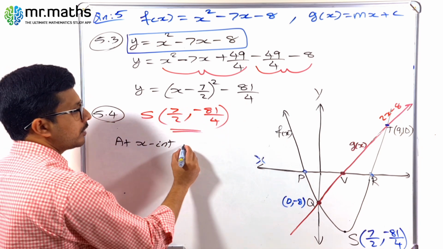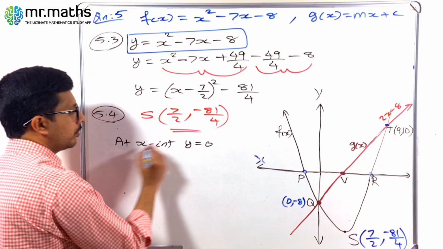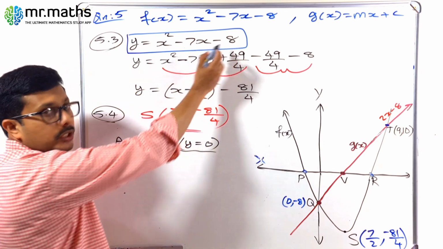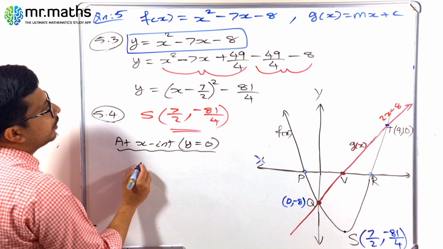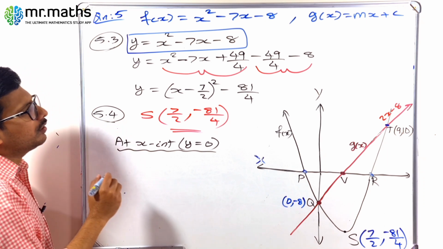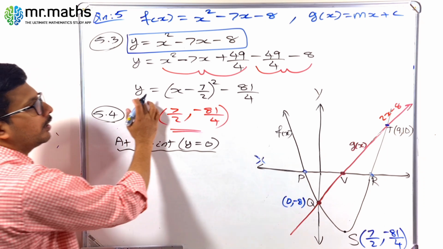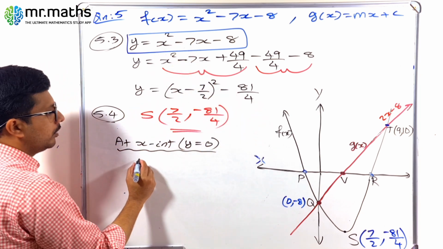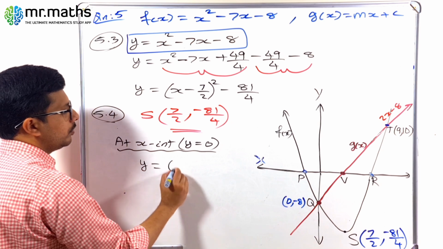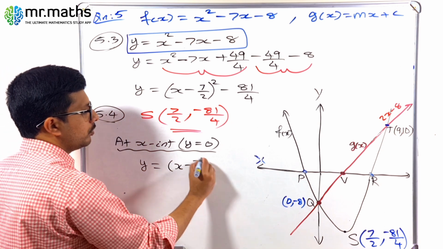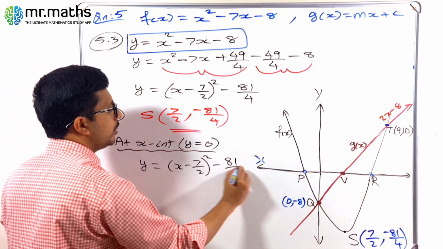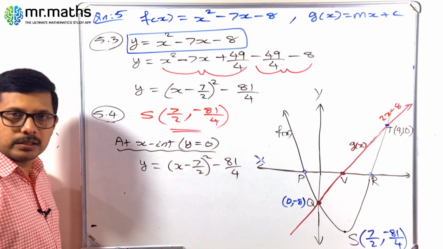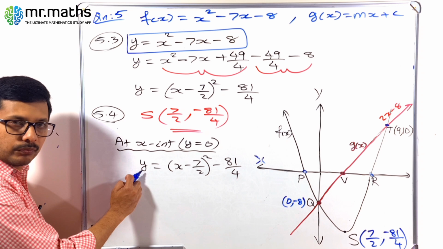At the x-intercept y is equal to 0. So I'm going to substitute the value of y as 0. This is our equation, and this equation is the same as this equation, so I can write that one once more here. y is equal to (x minus 7 over 2) the whole squared minus 81 over 4. Now at the x-intercept y is 0, so I'm going to substitute the value of y as 0.